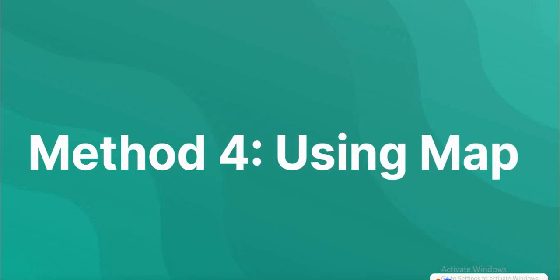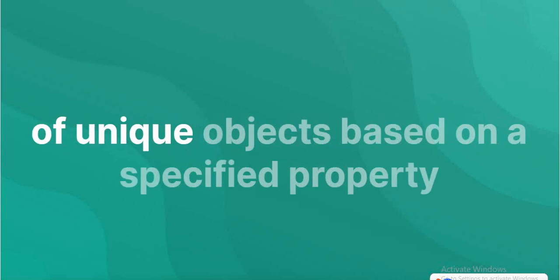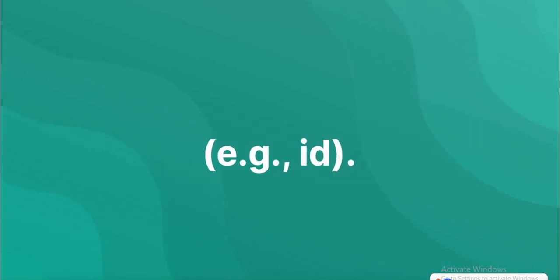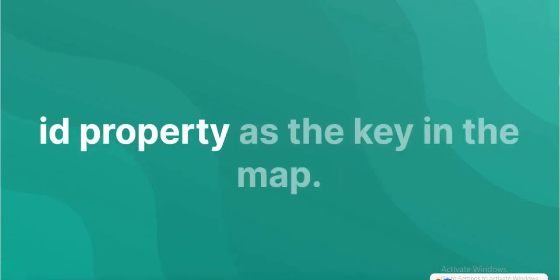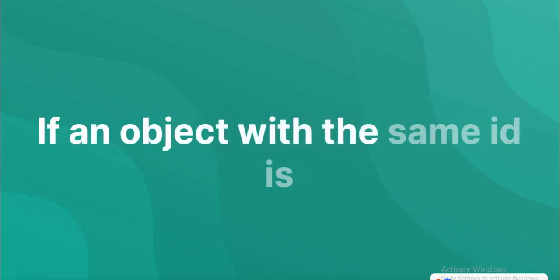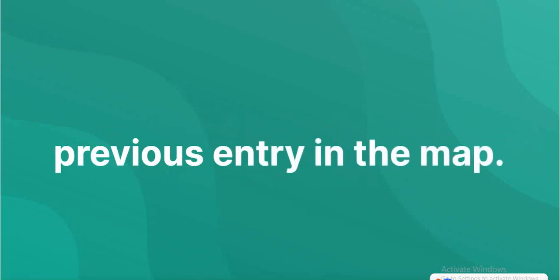Or using Map. Objects utilized to keep track of unique objects based on a specified property, e.g. ID. It iterates through the array and uses the ID property as the key in the Map. If an object with the same ID is encountered later in the array, it overwrites the previous entry in the Map.